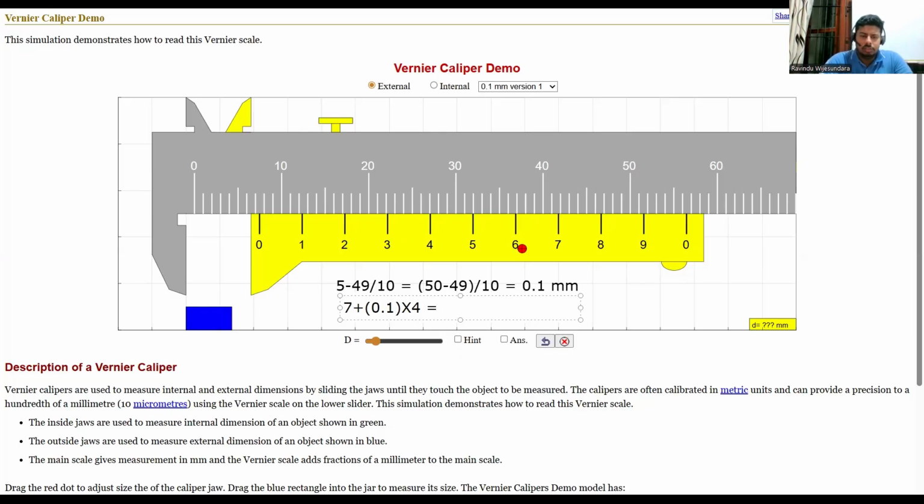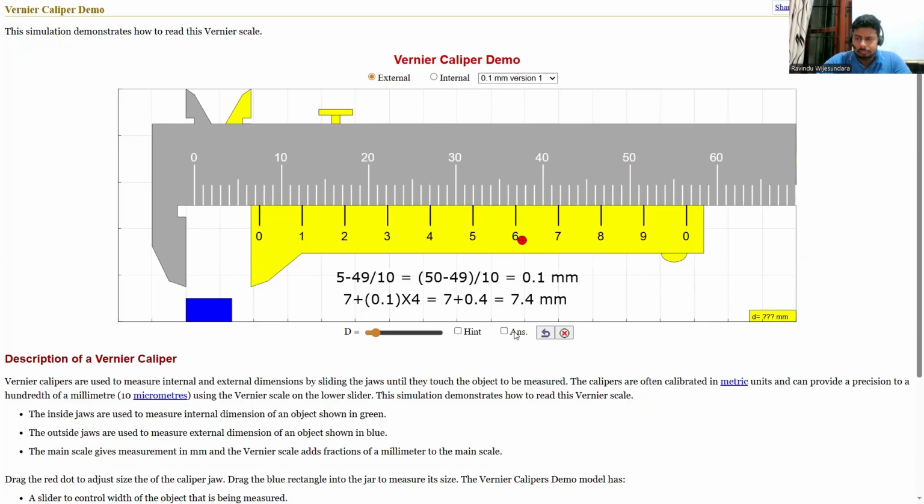Then you can write down the reading: 7 plus 0.4, that is actually 7.4 millimeters, right? Okay. So this is how we read this one. If someone got that one correctly, it is good. As we can see, it is the fourth one that coincides. So I think I got the answer 7.4 millimeters. Good, very good.